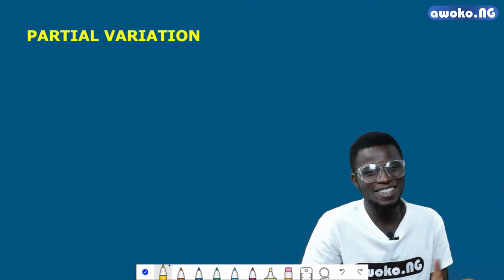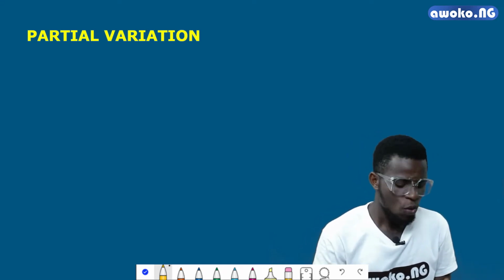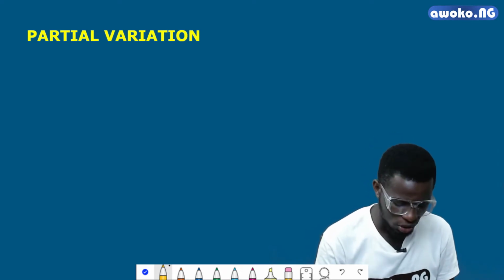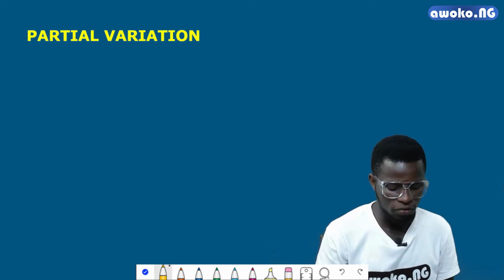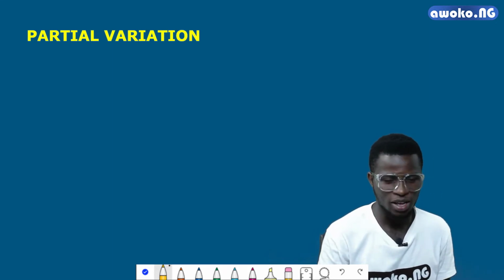Hello there. In this lecture, we'll talk about the partial variation. When a variation is expressed as a sum of terms, then we refer to such variation as the partial variation.